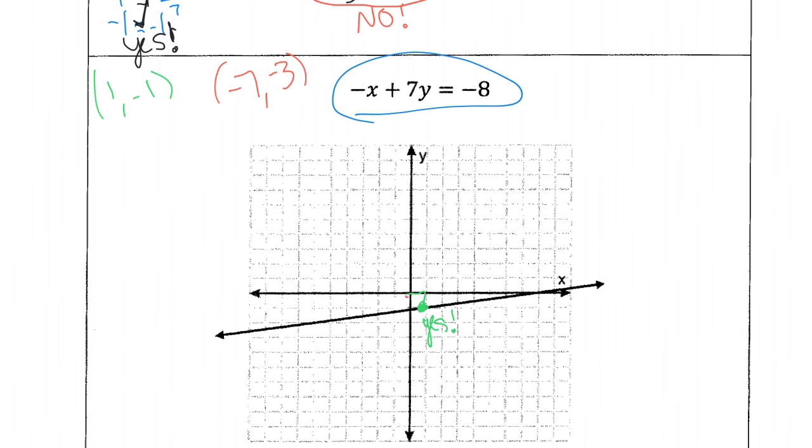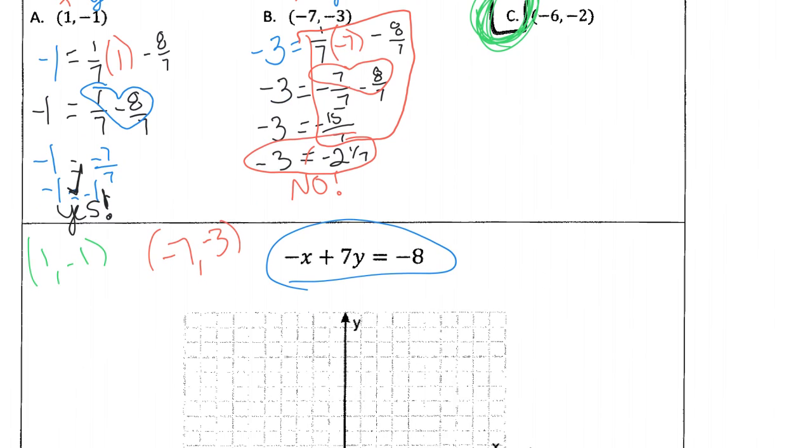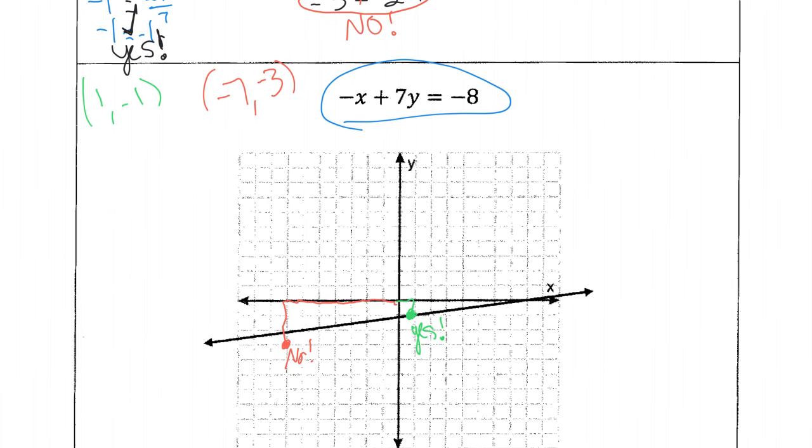What about -7, -3? I count over 1, 2, 3, 4, 5, 6, 7, and down 3. Is that point on my line? No, my line's one up, so that's why this is not a point. Okay? So once you get your answer for C, I might check it on the graph just to make sure I'm right.